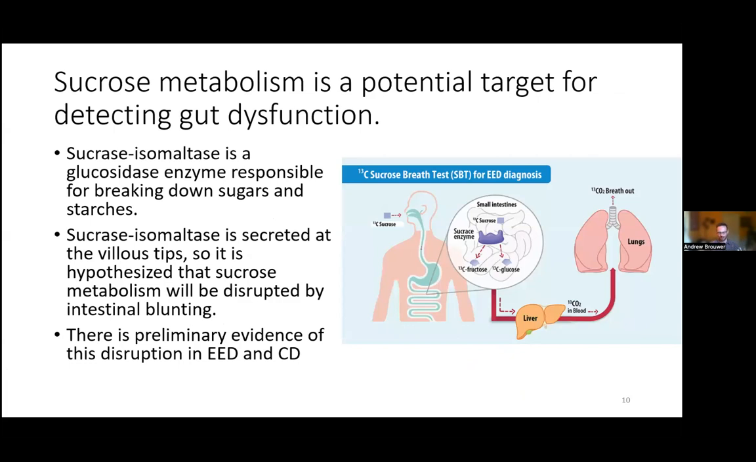One tracer that has been proposed is sucrose, or table sugar. The reason for this is that the enzyme that's responsible for breaking down sucrose, called sucrase isomaltase, is a glucosidase enzyme, meaning it breaks down starches and sugars. It's secreted at the tips of the villi. So it's hypothesized that if the villi are blunted, that's going to disrupt the activity of this enzyme. There's some preliminary evidence of this for both EED and celiac disease.